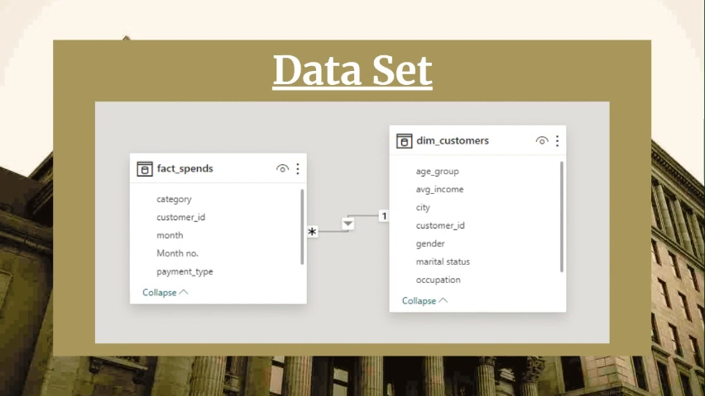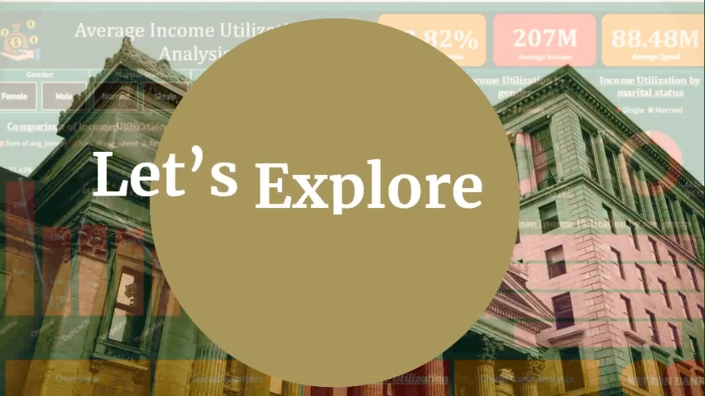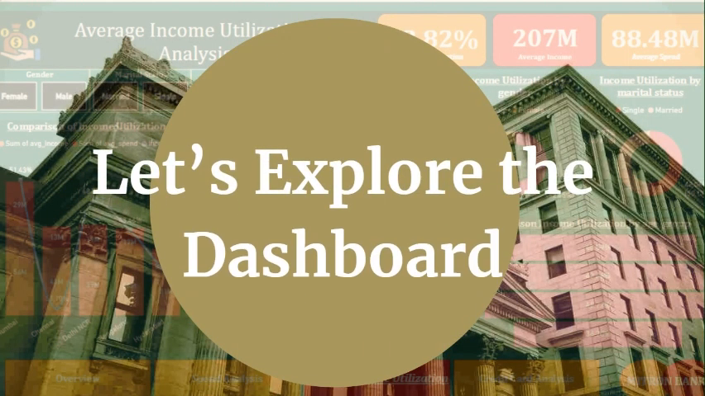Whereas the fact spend table provides us more about the spending patterns based on their monthly spending, the category of products they spend on, and their preferred payment types used for making all the payments. So now we have deep dived into the dataset. It's time to explore the dashboard that we have created to help the team of the bank.